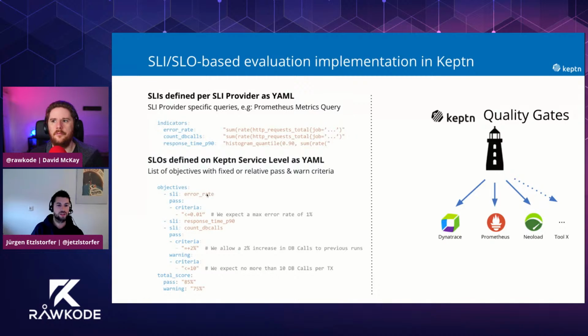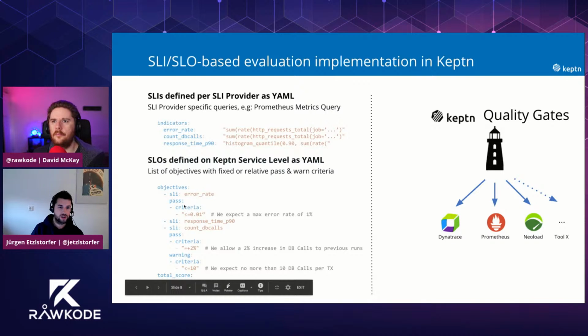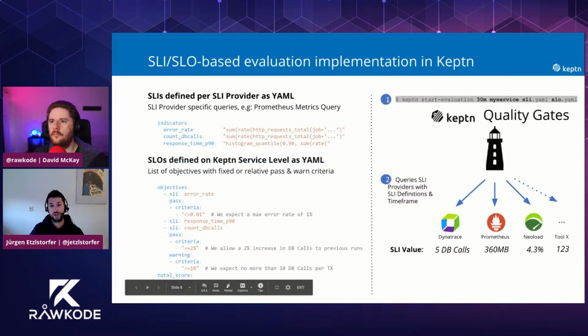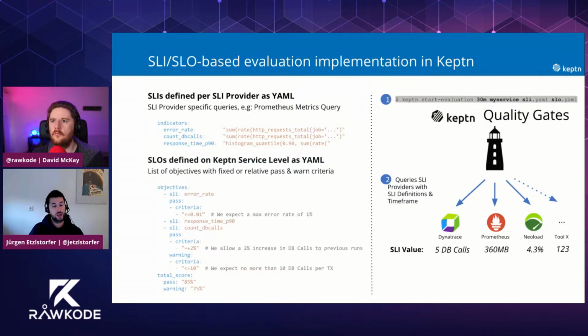We can evaluate the error rate, response time, number of database calls, and from this file, it will generate the total score. Based on the total score, it can then decide if it should be promoted to the next stage or if it should be rolled back, for example, to the previous version if you have a blue-green deployment.